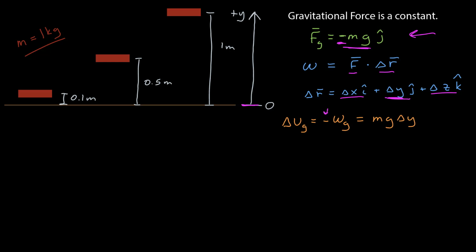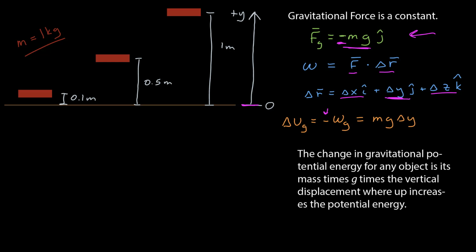So this represents the change in gravitational potential energy whenever an object is moved near the surface of the Earth. I could write that, regardless of my coordinate system, this way. The change in gravitational potential energy for any object is its mass times g times the vertical displacement, and only the vertical displacement, where up increases the potential energy. So regardless of which way your coordinate system is pointing, you're increasing your potential energy going further away from the surface of the Earth.